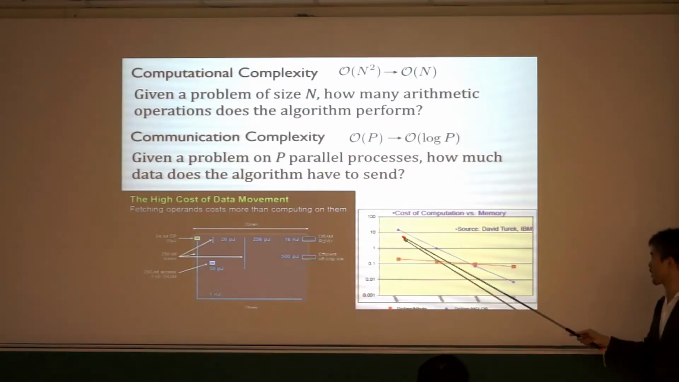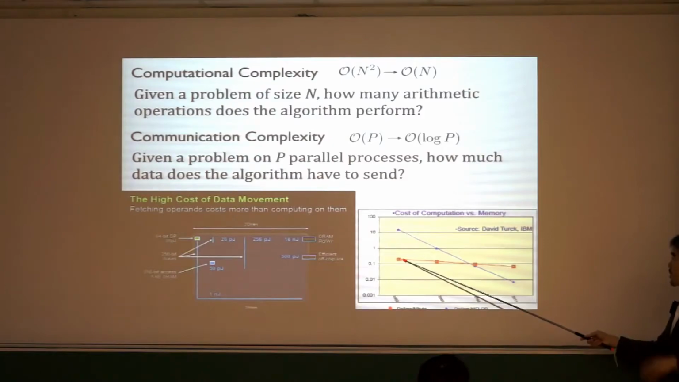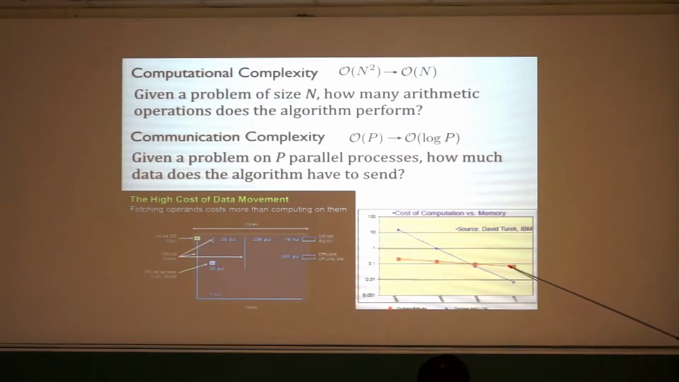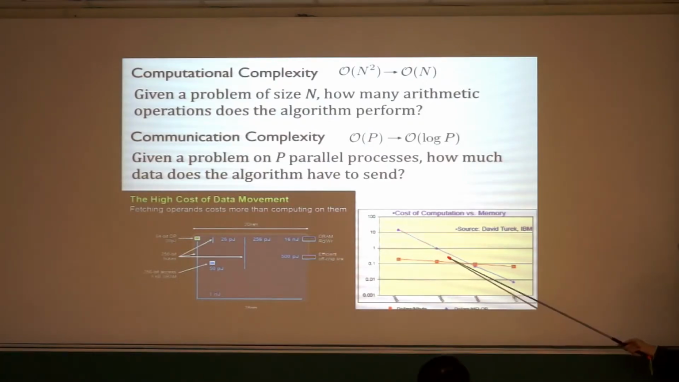The cost for sending, so this blue line is dollars per megaflop, and this red line is dollars per megabyte. So the actual cost in dollars for sending bytes is not decreasing too much. It's getting cheaper and cheaper to do flops. If you had a GPU, it can do a lot of flops, and you don't have to pay so much to get those flops.